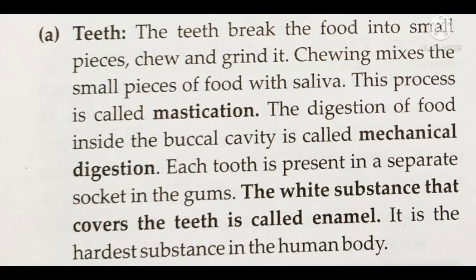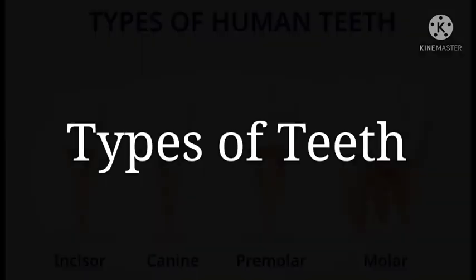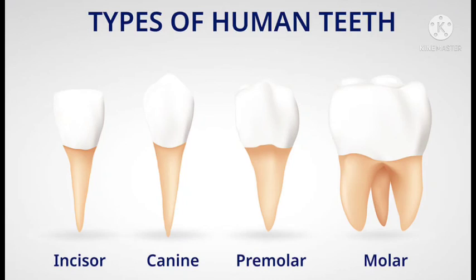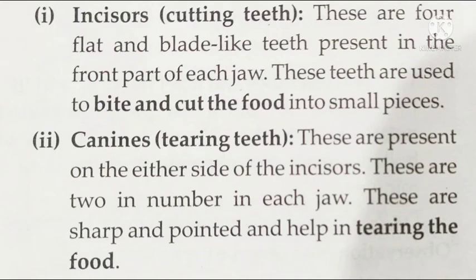Now further we will read about the different kinds of teeth and their functions. There are mainly four types of teeth: incisor, canine, premolar and molar. We will discuss each category in detail. The very first is incisors. Incisors are also known as cutting teeth. They are present in the front part of our jaw, both the upper jaw and the lower jaw. These are four flat and blade-like teeth present in the front part. The function of these teeth is to bite and cut the food.